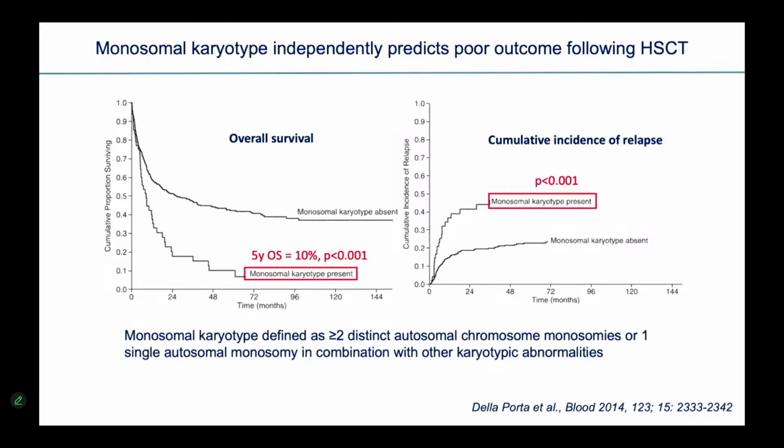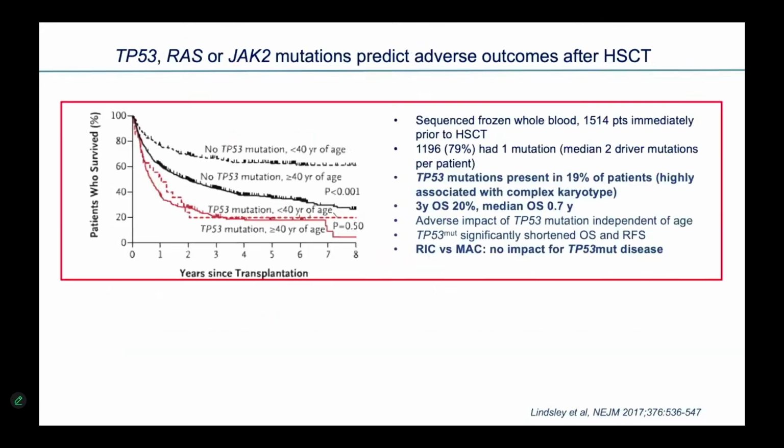We know also that monosomal karyotype independently predicts for poor outcome following transplant, with dismal long-term survival of around 10% and very high risk of relapse. And therefore, identifying some of these patients who we know will do particularly poorly will either suggest that we should have aggressive strategies to prevent relapse post-transplant, or perhaps suggest to us that transplant will be futile. And this is where perhaps the discussion around P53 comes in, although there remains some controversy here as well.